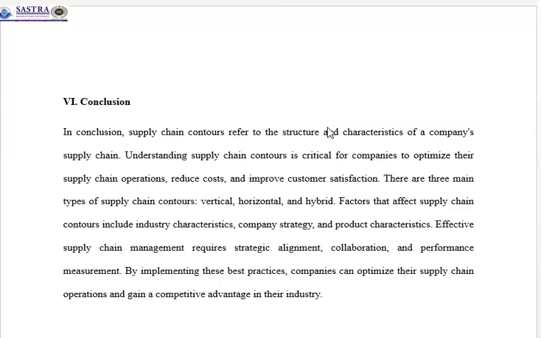Actually, the contours are very easy for every company to adapt, but the strategy alignment is the tougher part, where they cannot align it. So if the company starts aligning the strategy along with the supply chain model, then they will become a successful one. If you want to become an entrepreneur also, then you should consider the supply chain contours along with your business strategies as well as your distribution strategies.